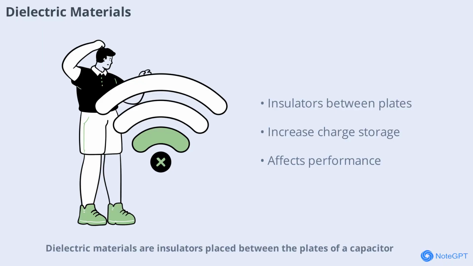Dielectric materials are insulators placed between the plates of a capacitor. They increase the capacitor's ability to store charge by reducing the electric field strength for a given charge. Common dielectrics include glass, ceramic, and plastic. The choice of dielectric affects the capacitor's performance, including its maximum voltage and stability. Engineers select dielectrics based on the specific needs of each application, balancing cost, size, and efficiency.